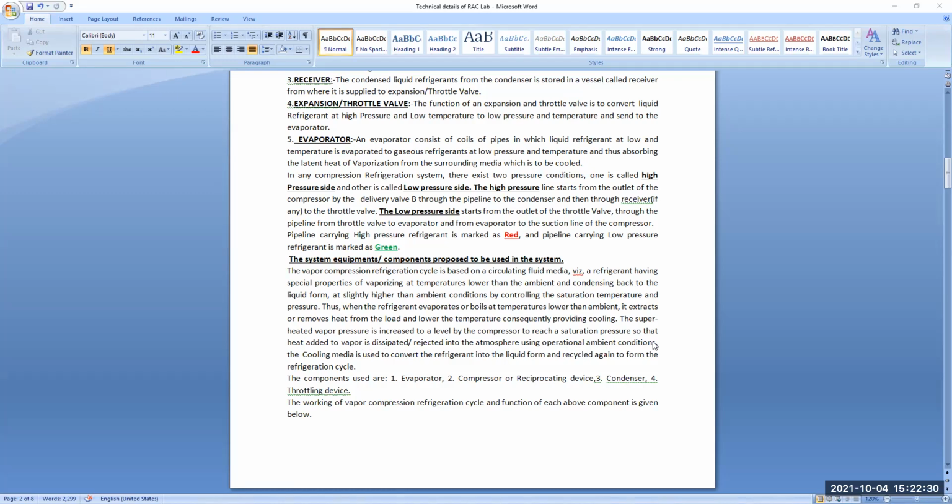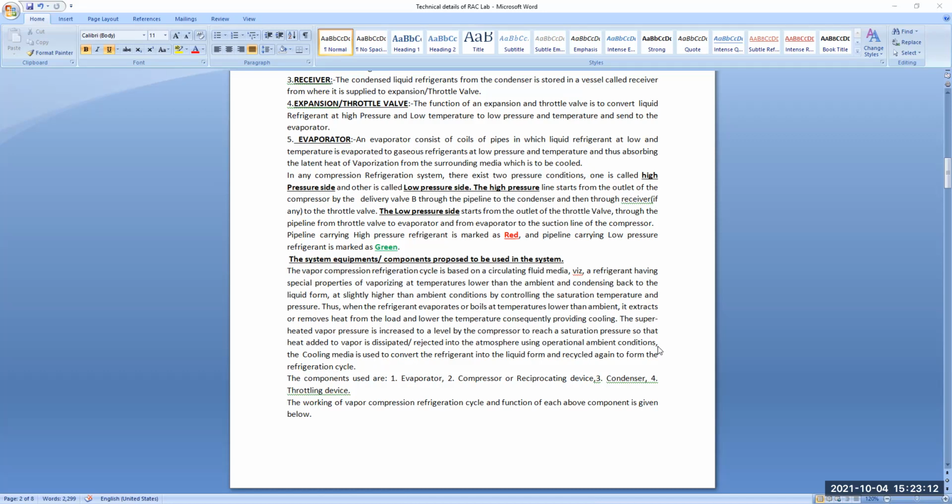So the pressure from the compressor will be such that the vapor is heated to the superheat condition, meaning higher than the boiling point of the refrigerant itself, and thus it becomes fully saturated at this temperature. This heat is just higher than the atmospheric condition, so it rejects the heat from the vapor to the atmosphere under operational ambient conditions.